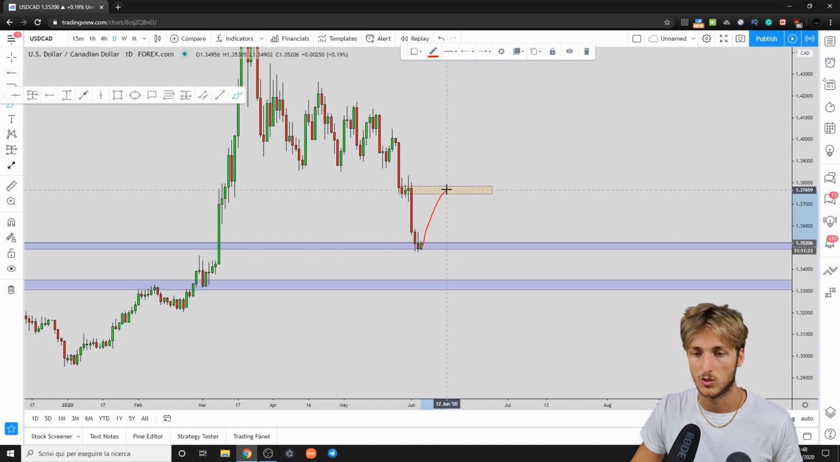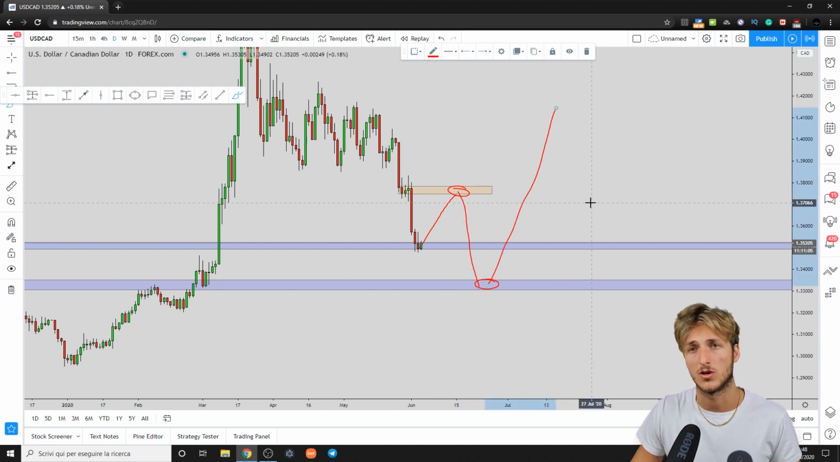Because if the market reaches this area, it will find strong resistance at this zone, as the market had already respected the area here, creating this supply area. So it would make a lot of sense to see the market first make a retracement away from this zone, test this supply, create the push lower, and then from here start a real move to the upside.